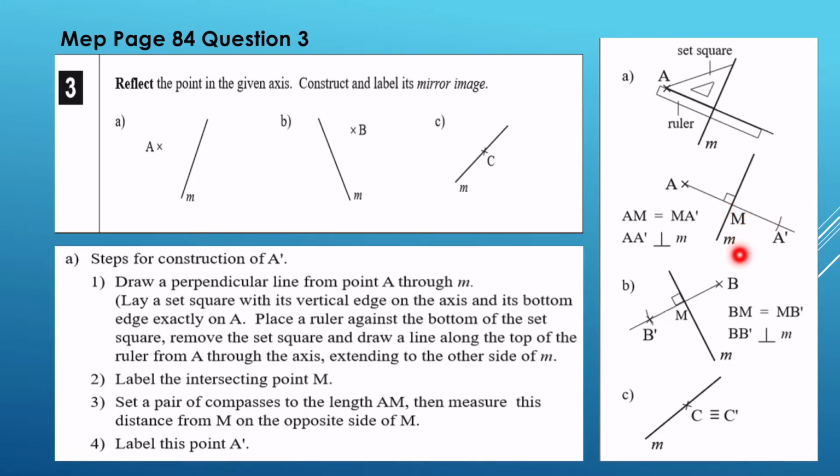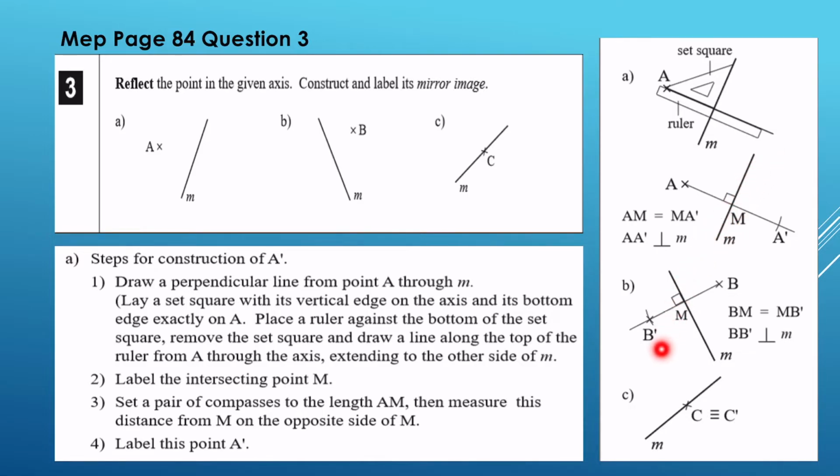Then set a pair of compasses to the length AM. Then measure this distance from M on the opposite side of M. So you can get your compass from M to A, open it on this length, and then turn it from M and draw an arc on that line that we drew over here, and then you will find A prime. What we know when doing these is that AM is equal to MA prime, and that AA prime is perpendicular to M.